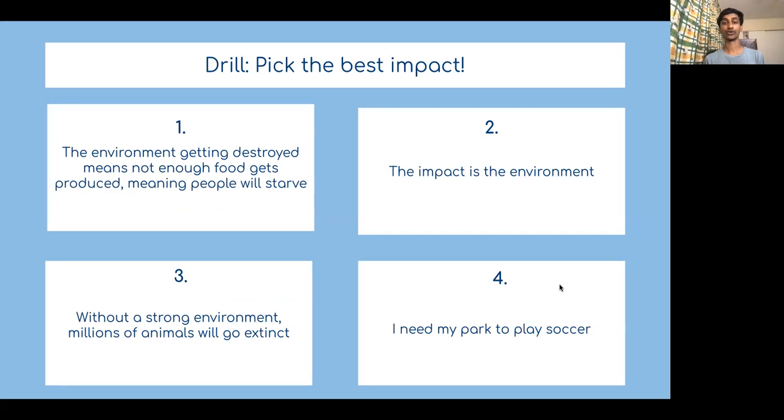Let's do a quick drill here. Pick which is the best impact, and keep in mind there might be multiple right answers here. Pause the video, and when you have your answer, feel free to unpause.